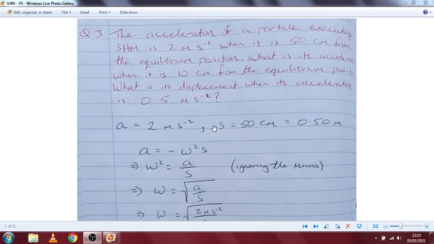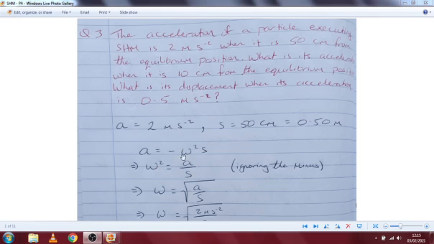Our acceleration is 2 meters per second squared. Our distance from the equilibrium position is 50 centimeters, which is 0.5 of a meter. In this case, I have A and S, so that's going to be the simple harmonic motion formula that I'll use to find omega. So I'll get what omega is from this equation. The sign is only about direction, so it doesn't make any difference for the numbers. We want to know the numbers and we can infer the direction afterwards.